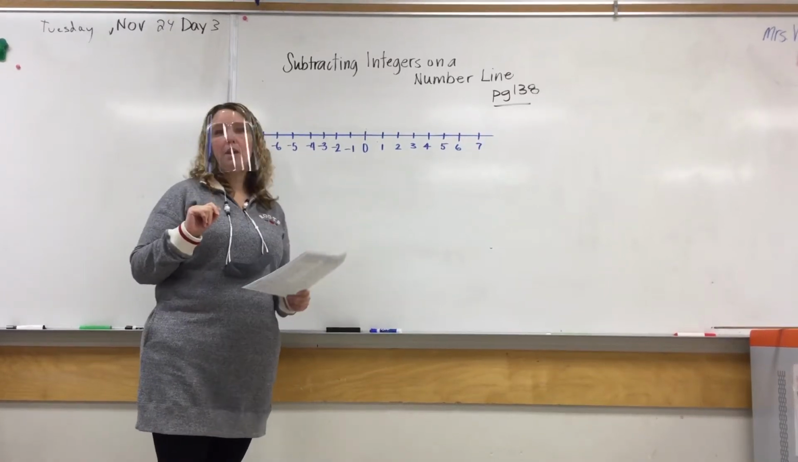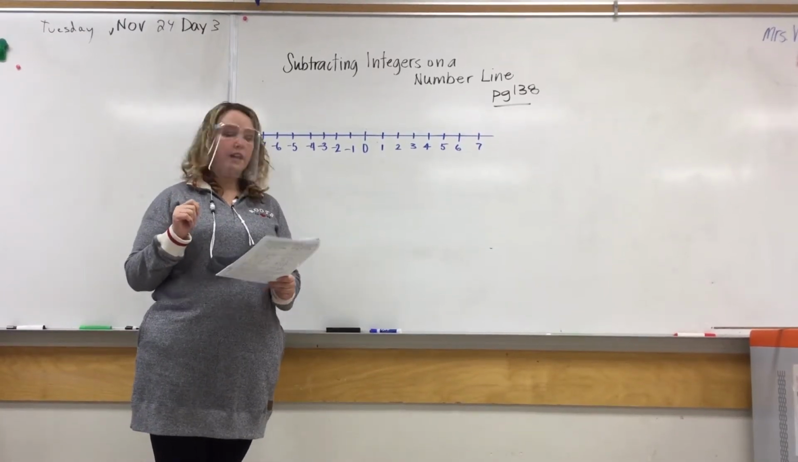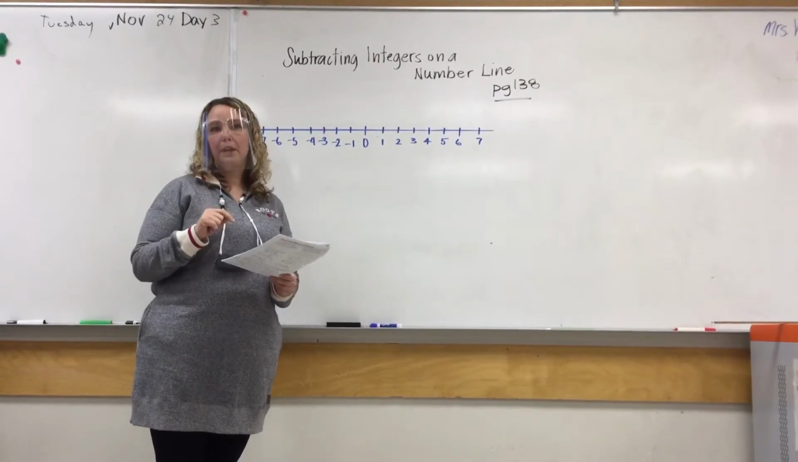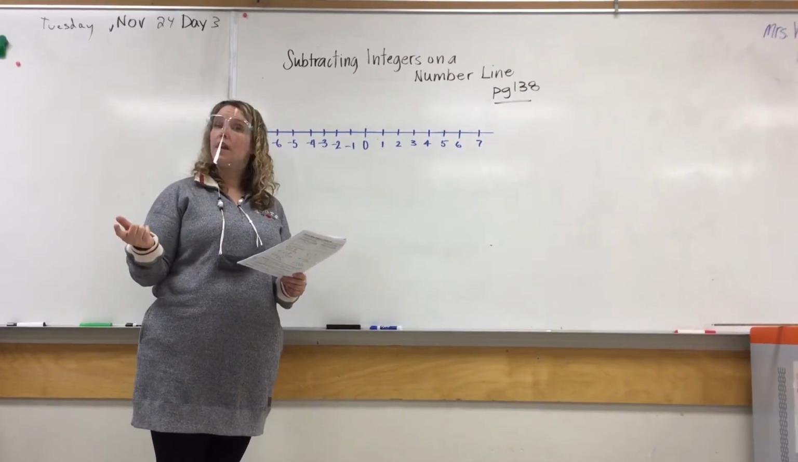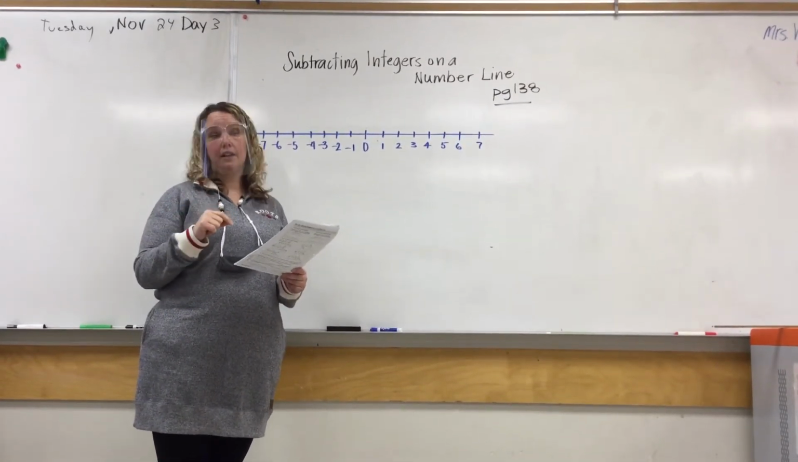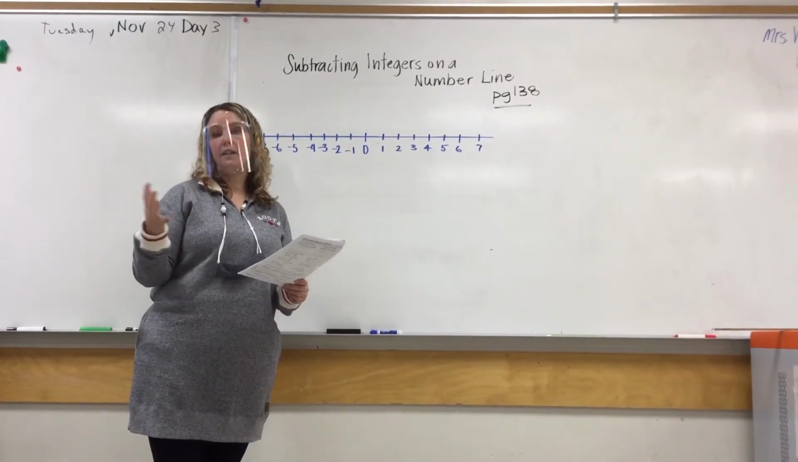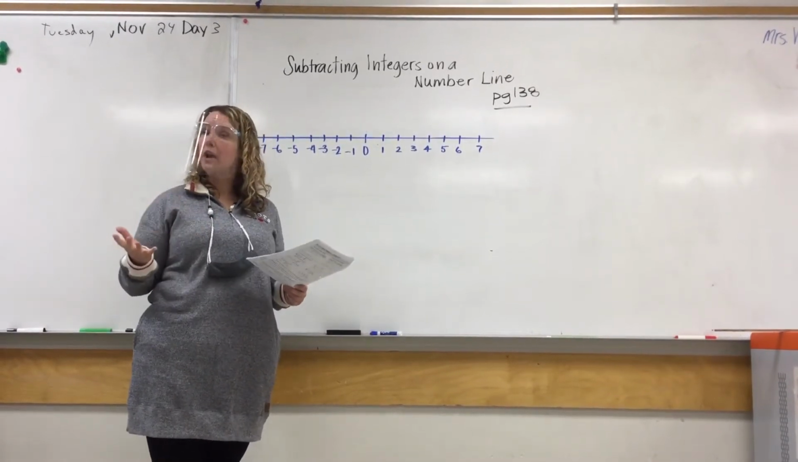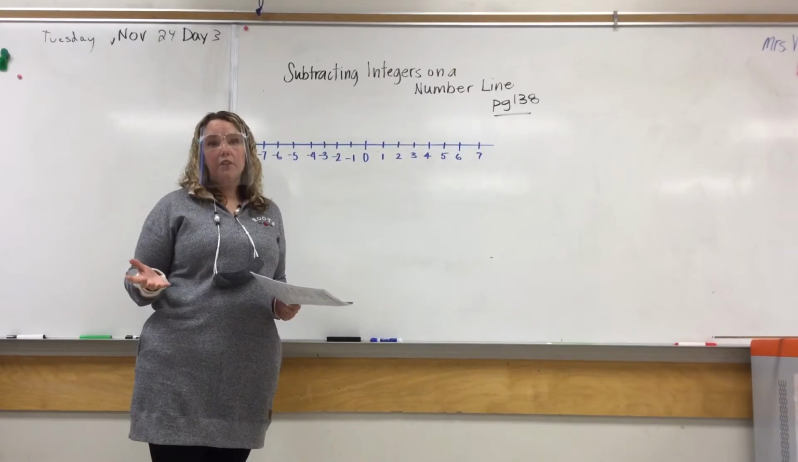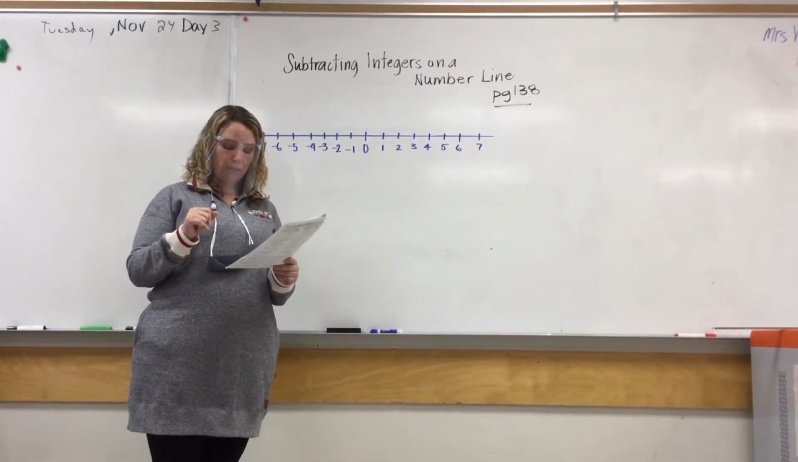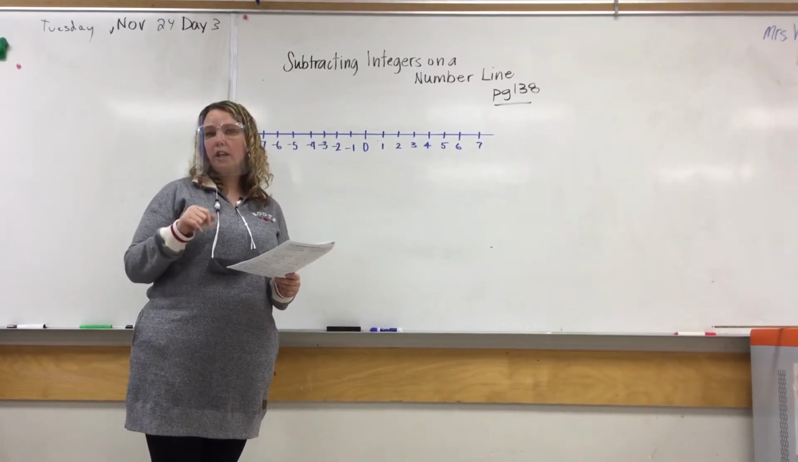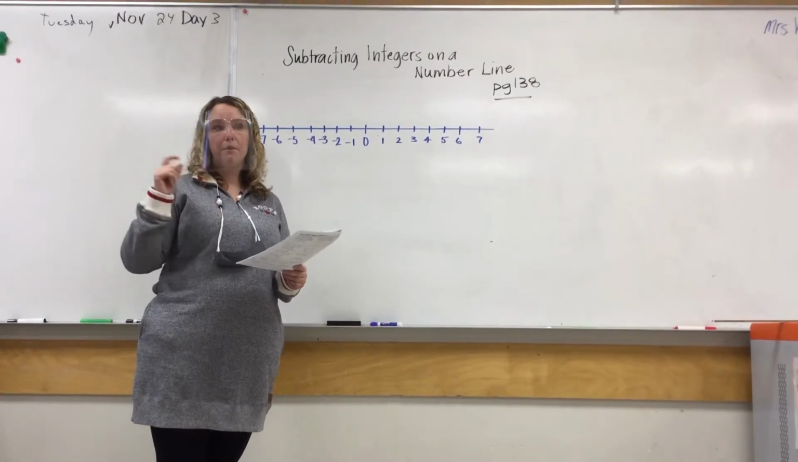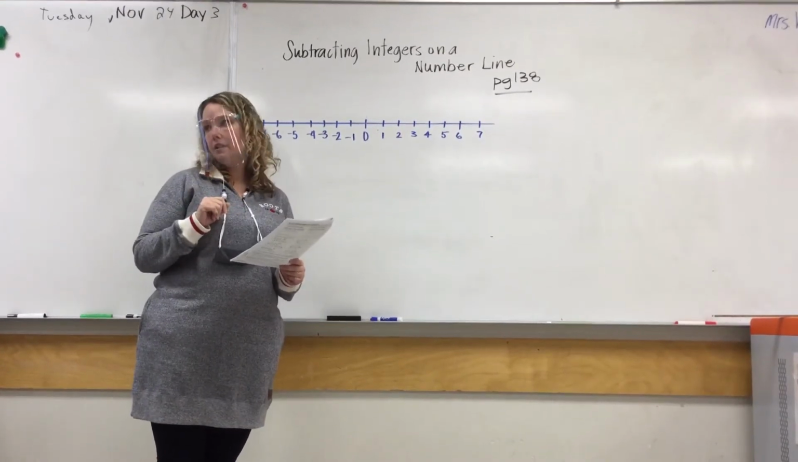All right, so today we're subtracting integers on a number line. It's in your booklets on page 138. You should have done adding integers on a number line previous to this because they're connected, okay? Because addition and subtraction are opposites of each other. So it'll help if you make sure you do page 137 and check your answers with what I posted online before you do 138, okay?